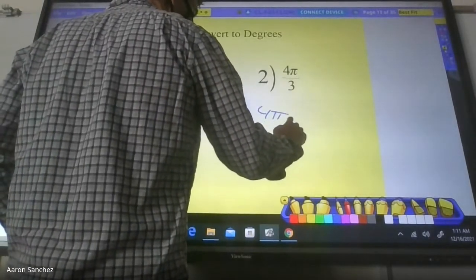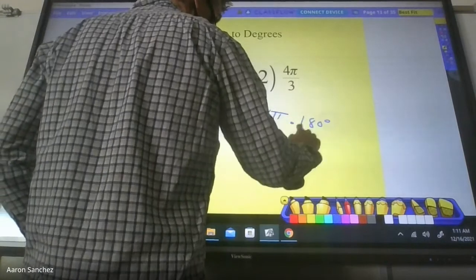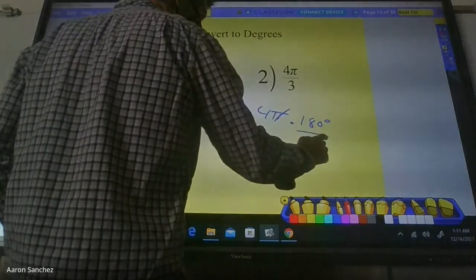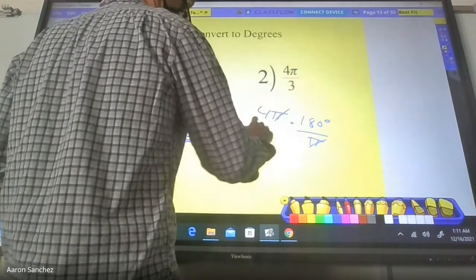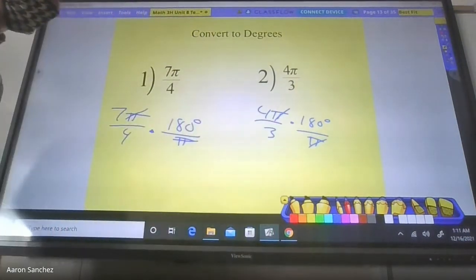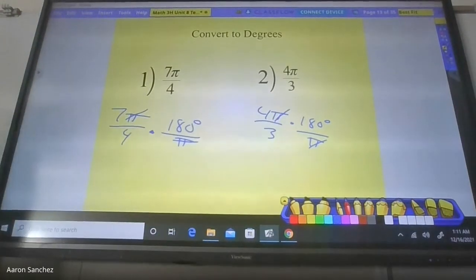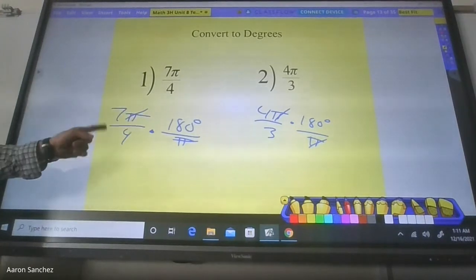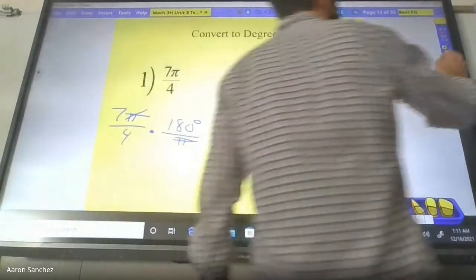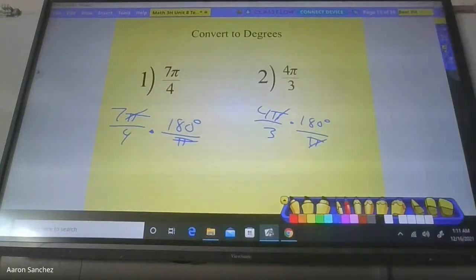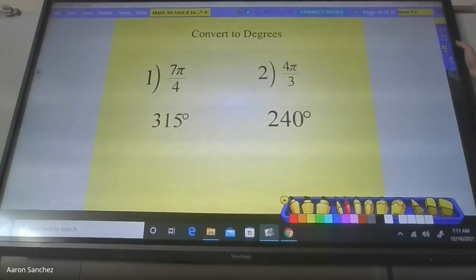4 pi times 180 degrees over pi. Eliminate the pi. 4 pi over 3. Sorry, 4 pi over 3. So multiply 4 times 180, then divide by 3. Right? What do you get? 7 times 180 divided by 4. 4 times 180 divided by 3. You guys get it? Can I flip on the answer? Flip it for real. Who needs more time? Okay, I'm assuming you got it. What's the answer? 240. 315? Yes? No? Maybe so?